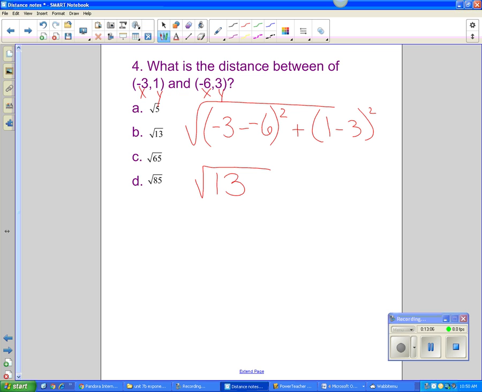Square root of 13, which matches B. So make sure, again, on your paper, you have the square root around the number 13. Also, as a decimal, just go 2 decimal places, and you get 3.61 on this one. 3.61 is the decimal.